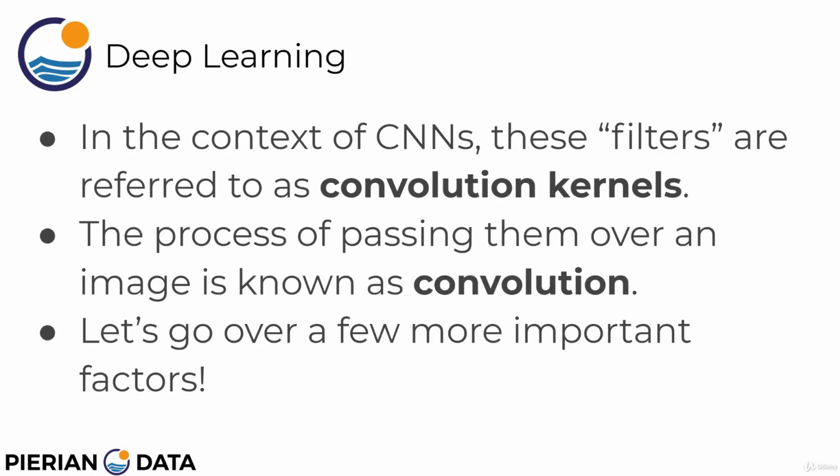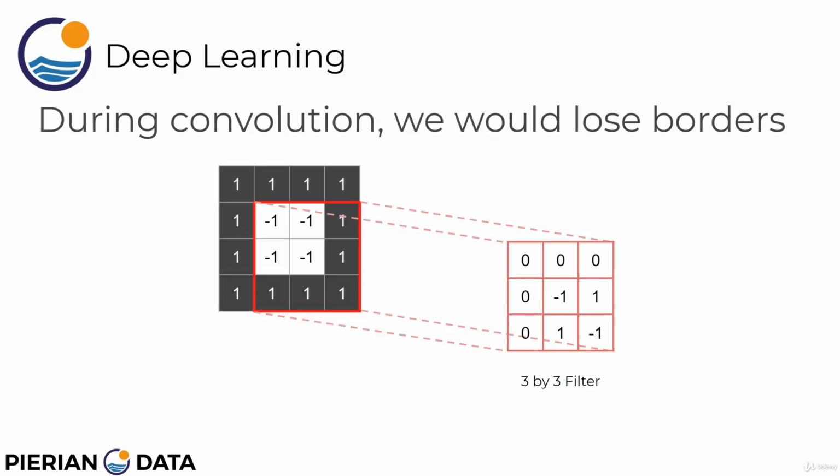Now, in the context, as I mentioned, of convolutional neural networks, these filters are referred to as convolution kernels, and that process of passing them over an image is known as a convolution. I want to go over a few more key important factors to keep in mind as we learn more about convolutional neural networks and image kernels. Now, during convolution, we would actually lose borders. So if you take a closer look at that previous example, you'll notice that there was a black border along the output image. And this is because as you start going towards the edge of an image, you'll actually end up just not having values there.